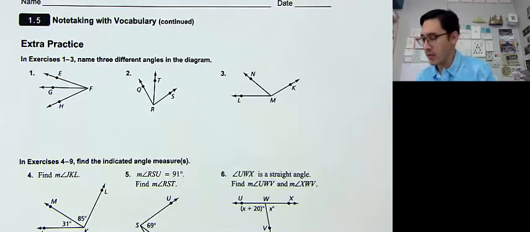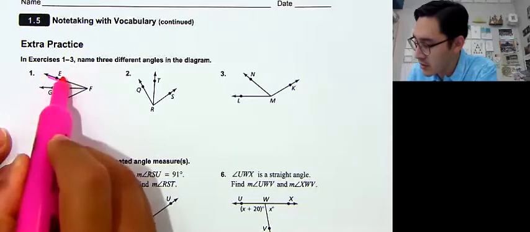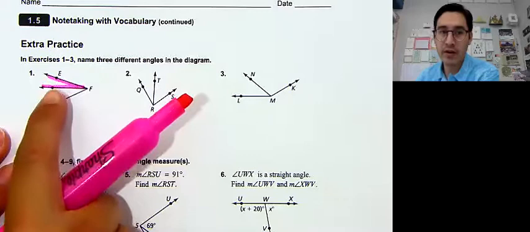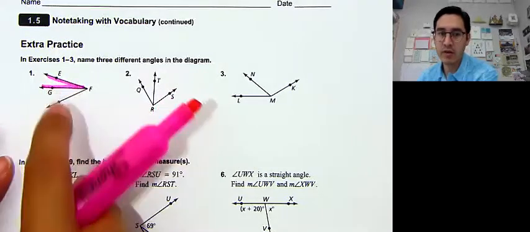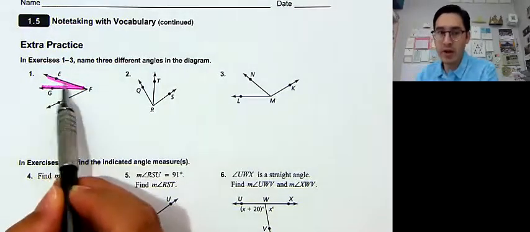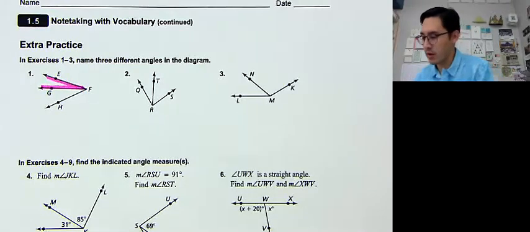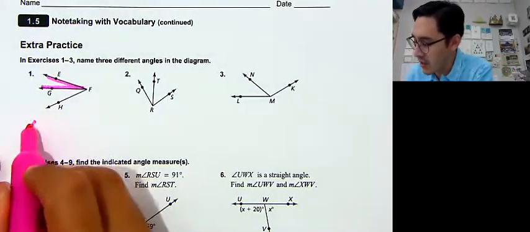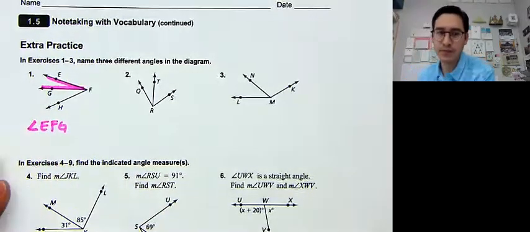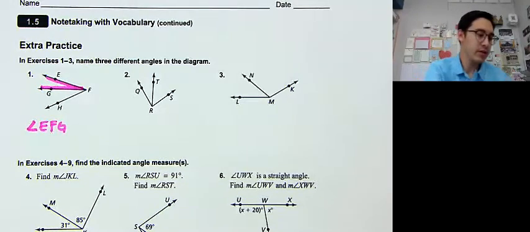Let's go ahead and start with, and I'm going to highlight the angle, the smallest one here. So we would call that angle EFG, just in the order that I highlighted it, from one ray to the vertex to the other ray. I could have also called it angle GFE, going in reverse.